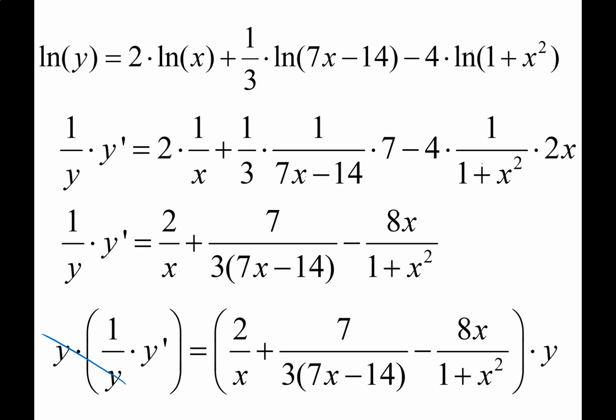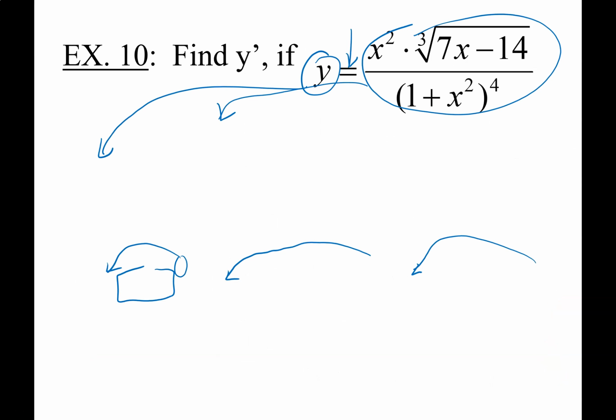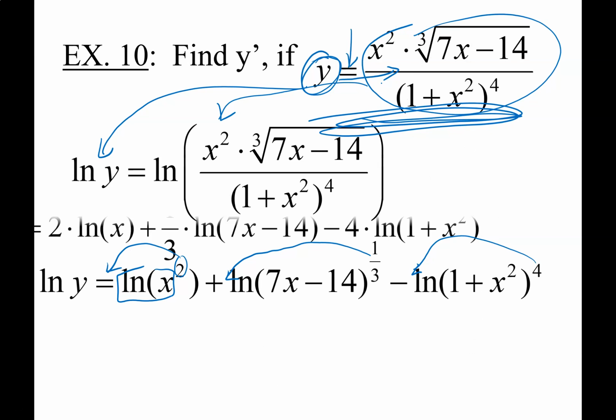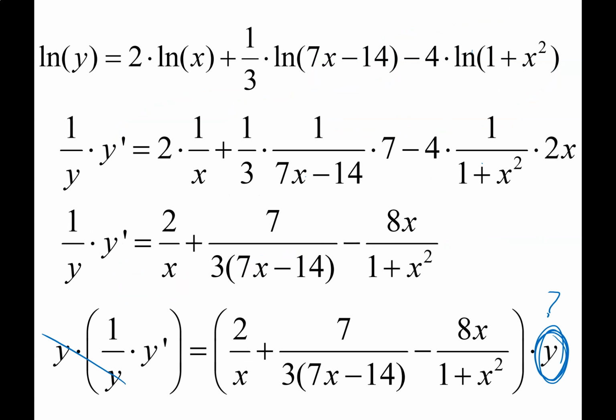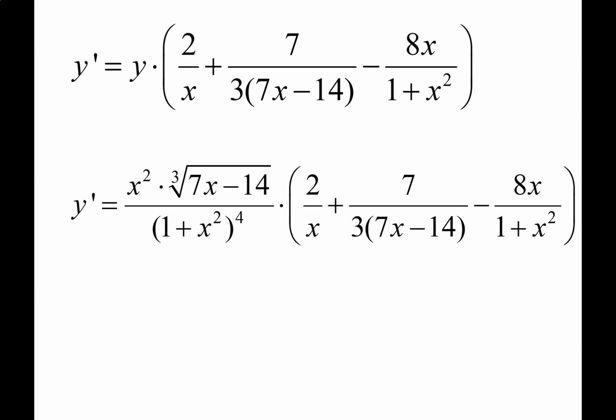Now, the only thing I'm going to caution you about is here. This y. I'm not going to leave my answer in terms of y. Remember, what was it that y equaled way back at the beginning? Oh, it was that mess. So I'm going to replace y with that mess. So I get something like that.